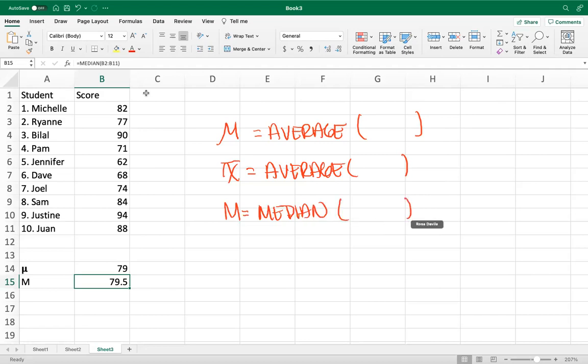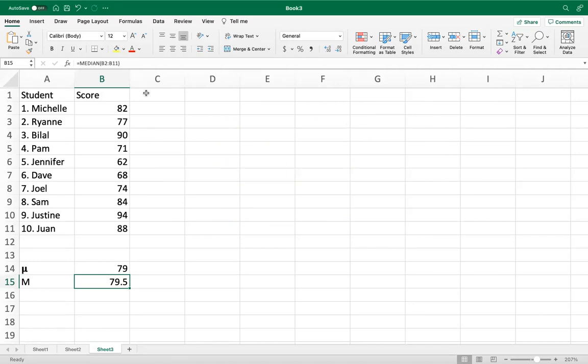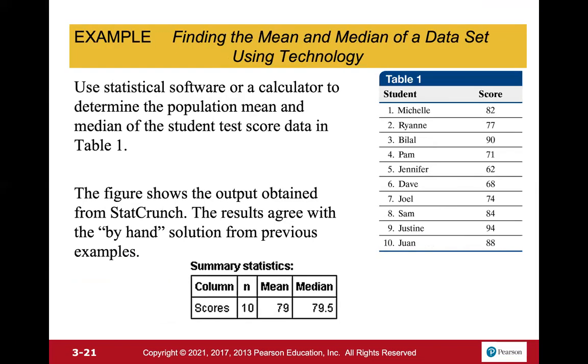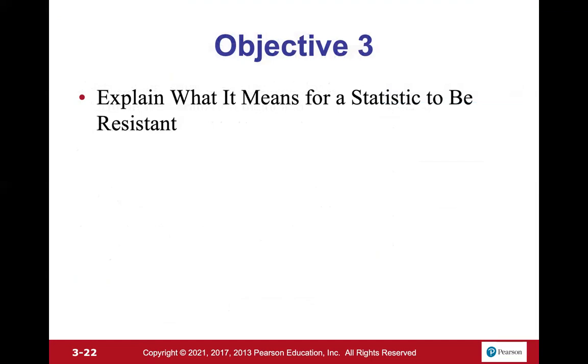And then you would put your data set in there too. Just highlight your data set. So those are the 3 things that we went over so far. And there should be a little bit more to add to this. So now explain what it means for a statistic to be resistant.